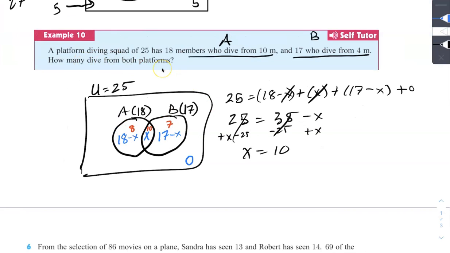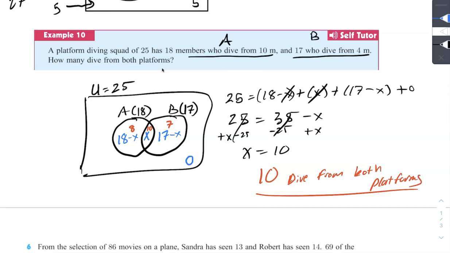So how many dive from both platforms? Well, 10. I guess that was the question. I just answered it. 10 dive from both platforms. I didn't realize that was the question. I didn't need to do the extra stuff, but there you go. 10 dive from both platforms. So that's one way to do it. That's probably the way we're mostly going to do it.